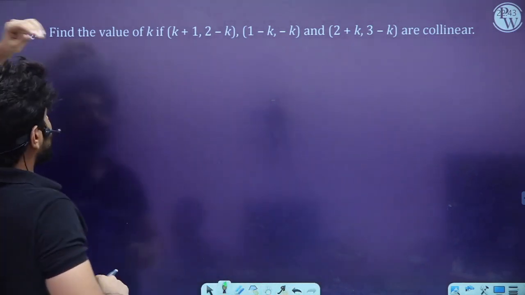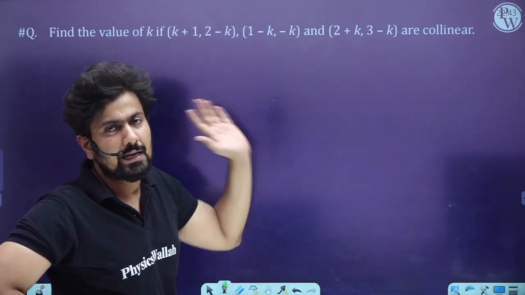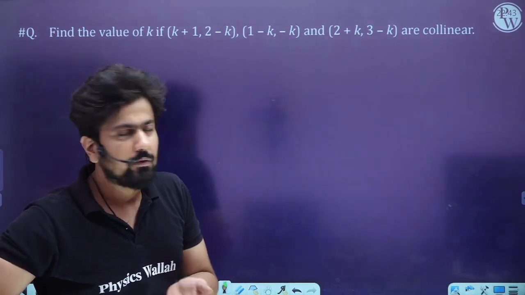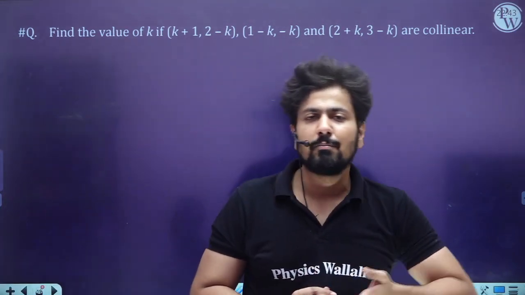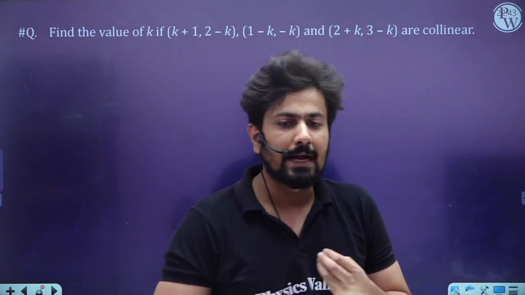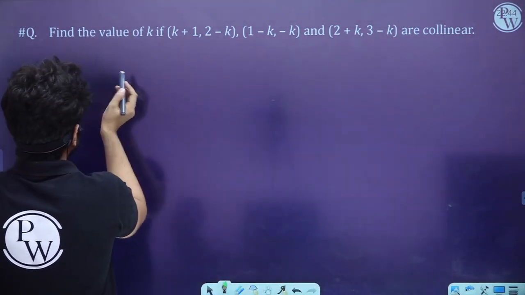Now find the value of k if these three points are collinear. So again we are going to apply the similar way over here, that if these three points are collinear, the area of the triangle formed by these three points will be what? That will be zero. So area of the triangle is zero. That's the idea we are going to apply.